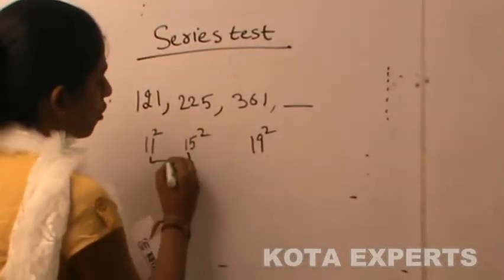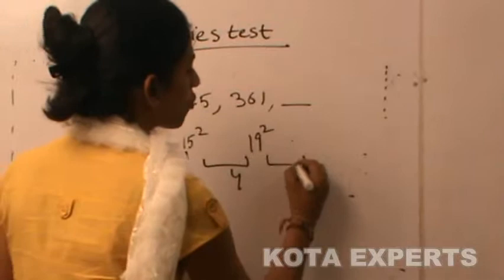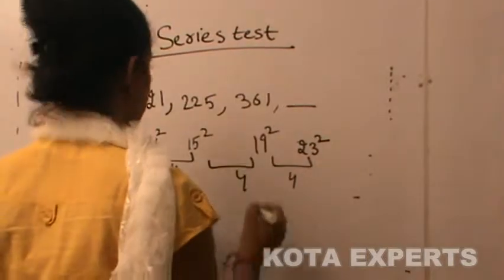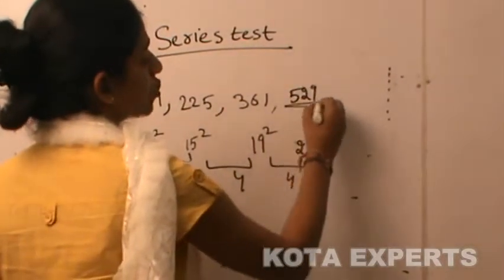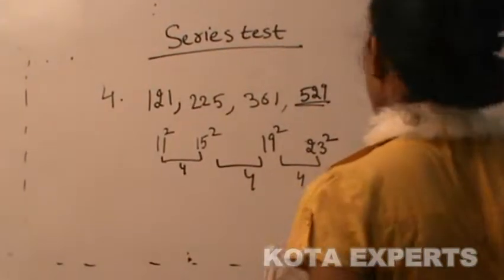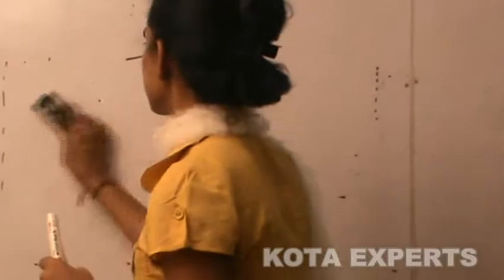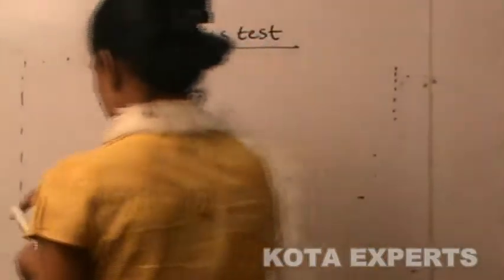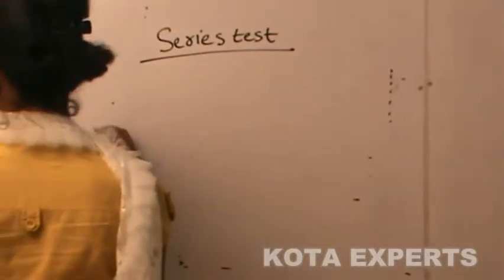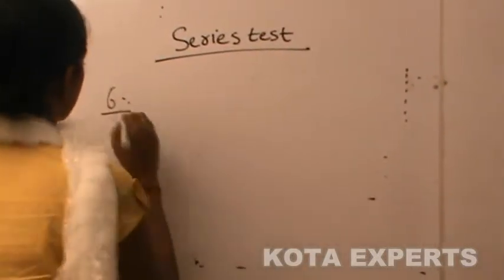So the difference is 4. So next we have to write 19 plus 4, that is 23. So 23 square is 529. So 529 is the answer. Done. Next is the fifth question, you have to do it yourself. I will try the sixth question.